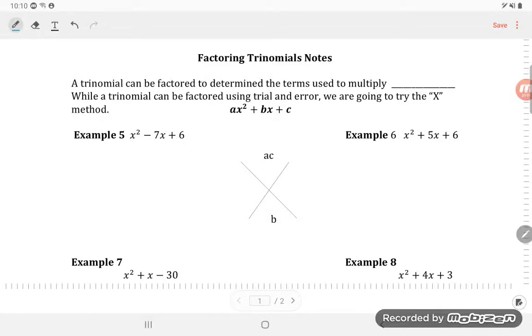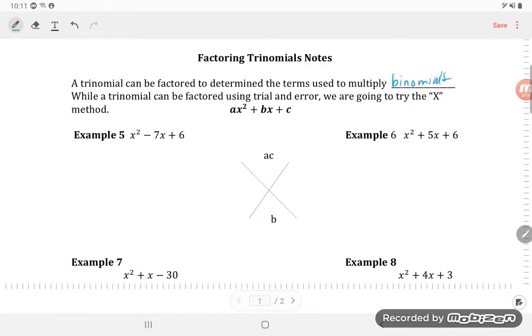In this lesson, we're going to factor trinomials. Yes, we're going to take apart the binomials that you just learned how to put together. So a trinomial can be factored to determine the terms used to multiply binomials. The standard form of a quadratic expression is ax squared plus bx plus c. We're going to use the x to determine how to find those factors for the answer.